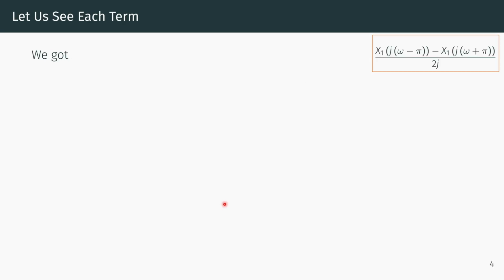Now let us summarize what we have to do. We have to evaluate this whole term, which is nothing but the Fourier transform of the given signal. We already know that x1 of t is, as we discussed before, rect of t minus half, and for that we already got the Fourier transform X1 of j omega, which is equal to 2 sine omega by 2 by omega times e power minus j omega by 2.